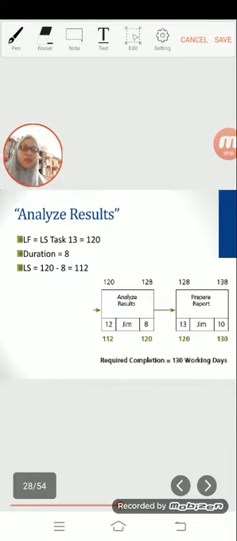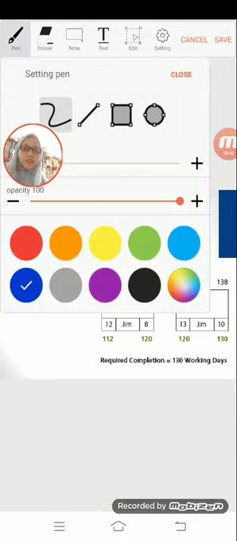Analyze result. In order for prepare report to start on 120, the latest that analyze result can finish is day 120. If the LF for analyze result is day 120, then LS is day 112 because its estimated duration is 8 days. In order for analyze result to start on day 112, the latest that input response data can finish is day 112.